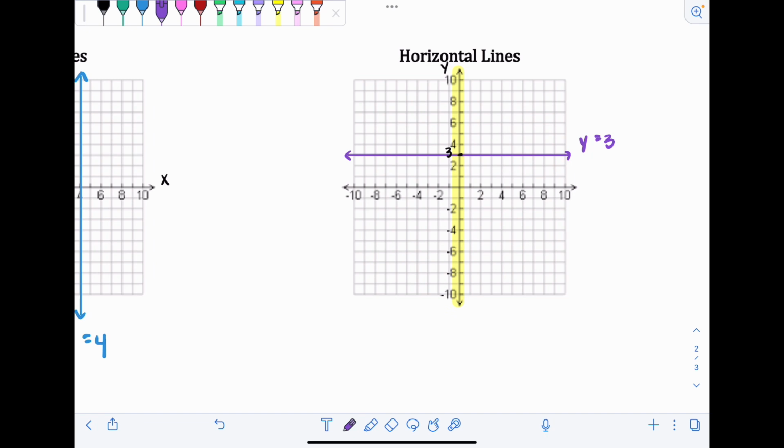Okay, you can do the same thing on this line by identifying points that are on the line to write the equation. So this is the point (2, 3). This is the point (6, 3). This is the point (-5, 3). So all of those points have something in common. They all have a y coordinate of 3. So just another way of doing it.